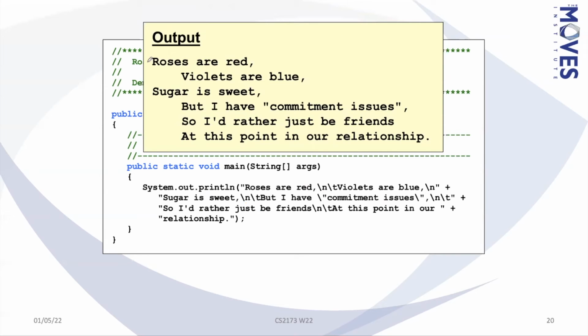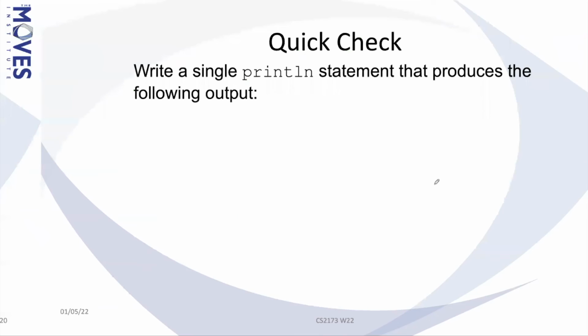So we see roses are red here with just a plain N, and then violets are blue, with the \n taking it to here. The tab moves it over to here. So this is how we can do that.